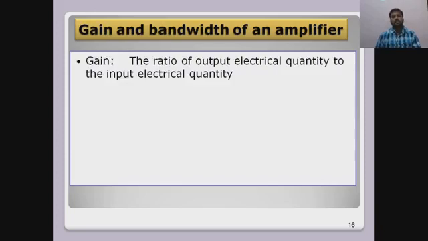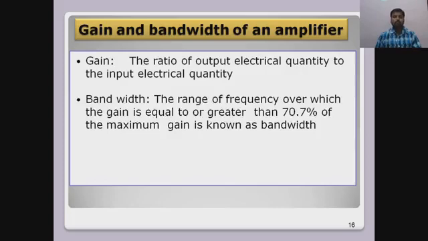Okay, now the gain. What is a gain? Gain definition: the ratio of output electrical quantity to the input electrical quantity. How much signal we have applied at the input and how much output we have got. So this ratio gives the gain. That means, what is the improvement in the output signal. So the bandwidth: the range of frequency over which the gain is equal to or greater than 70.7% of the maximum gain is known as the bandwidth. So these are what we have already discussed in the last class.